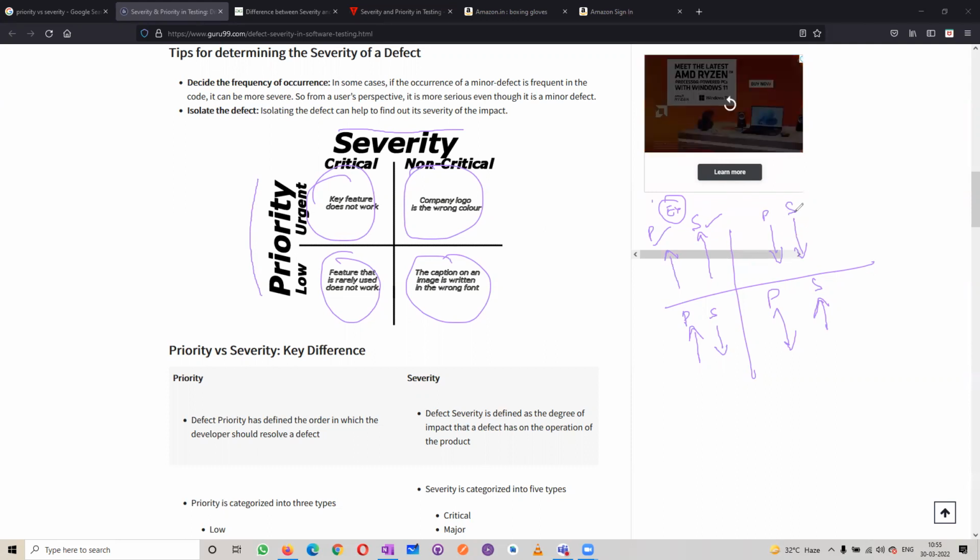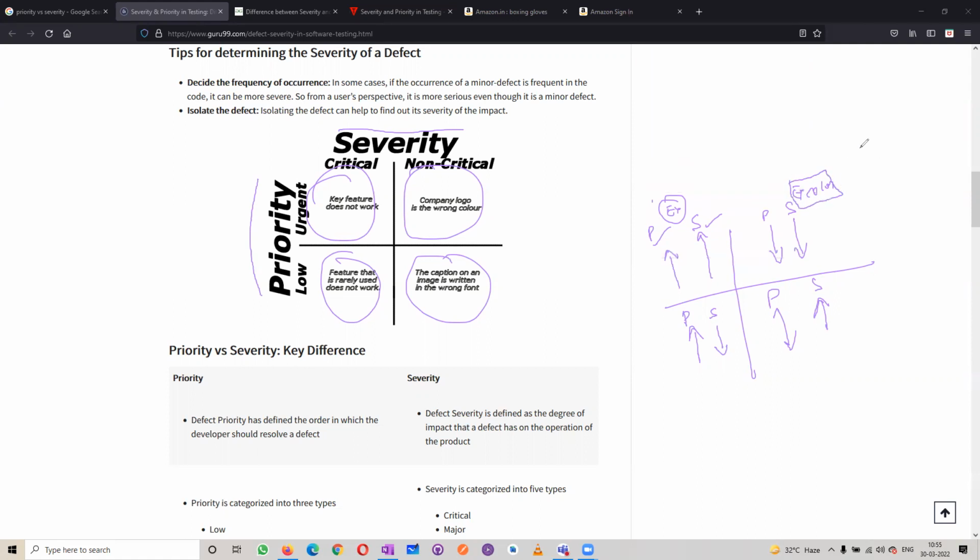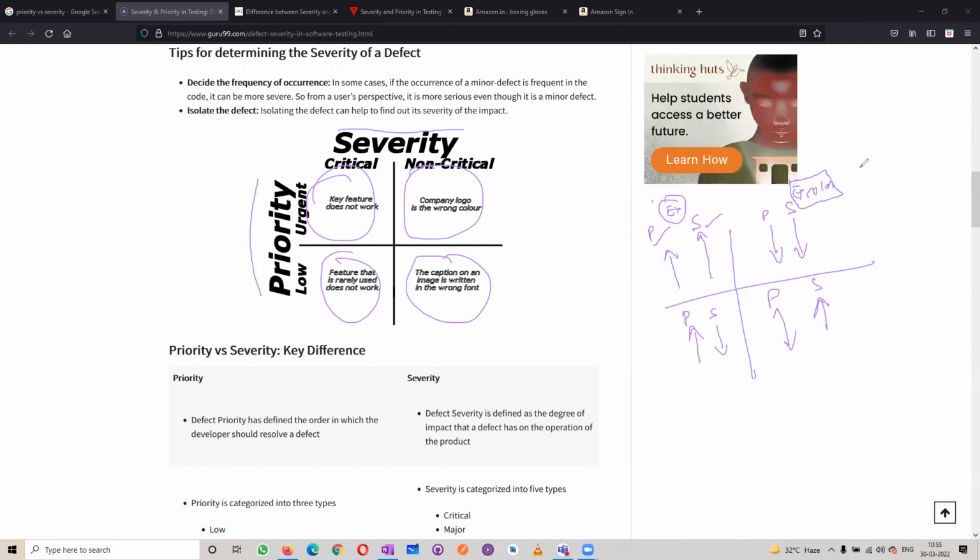Now, low priority, low severity. I told you, right? Some color needs to be changed in Amazon, look and feel of the application, changing of the objects, keeping the size of the objects, and some small spelling mistakes somewhere in the footer section or header section. Those are low priority, low severity.